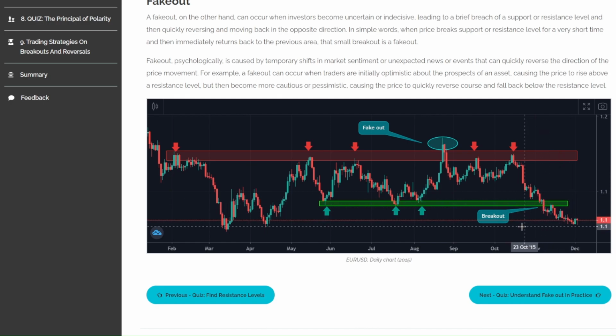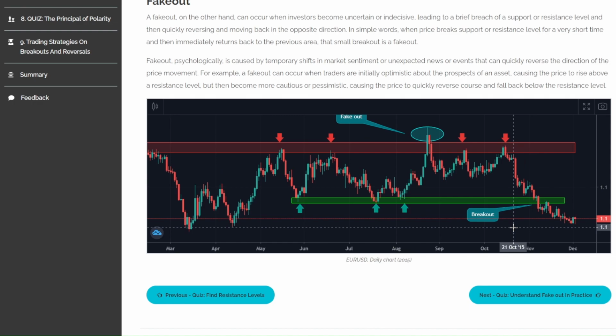As we discussed, it is not the case that this level will never break. That's not correct. Every support and resistance zone might see a breakout in its life and history. So this is a very obvious example of a breakout.